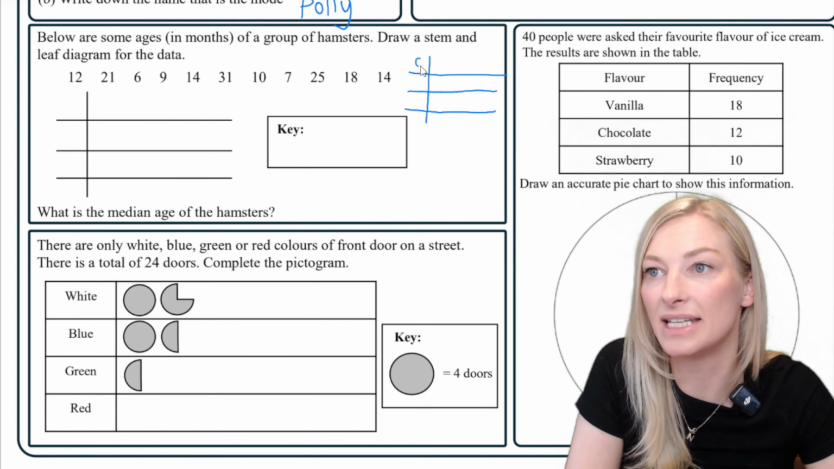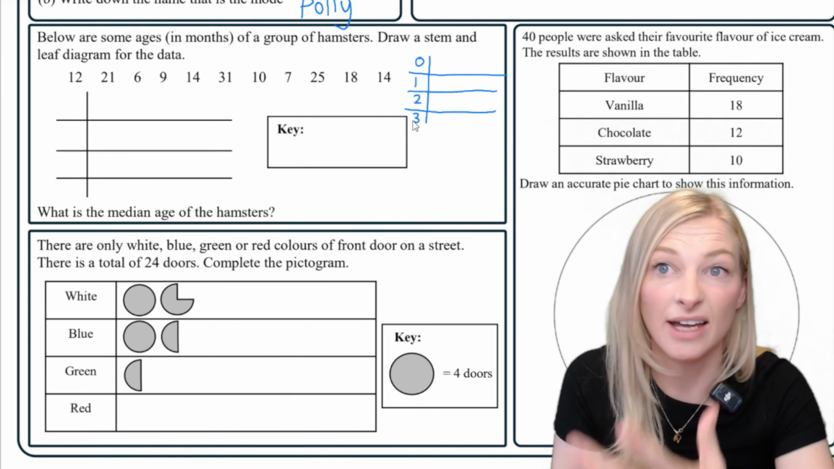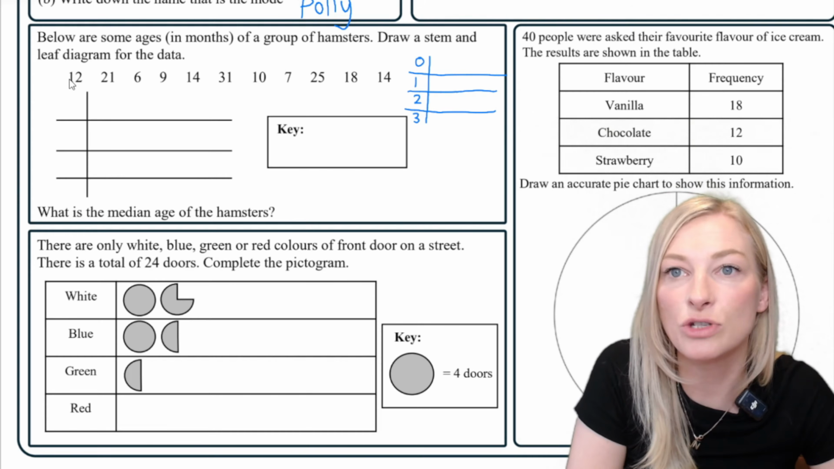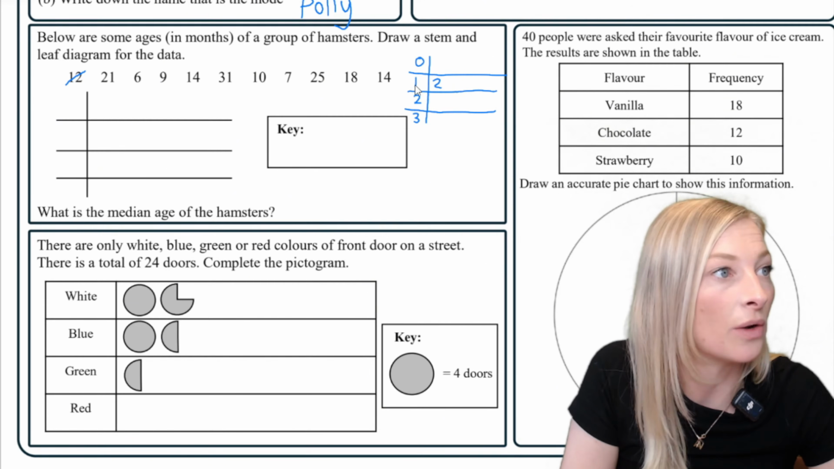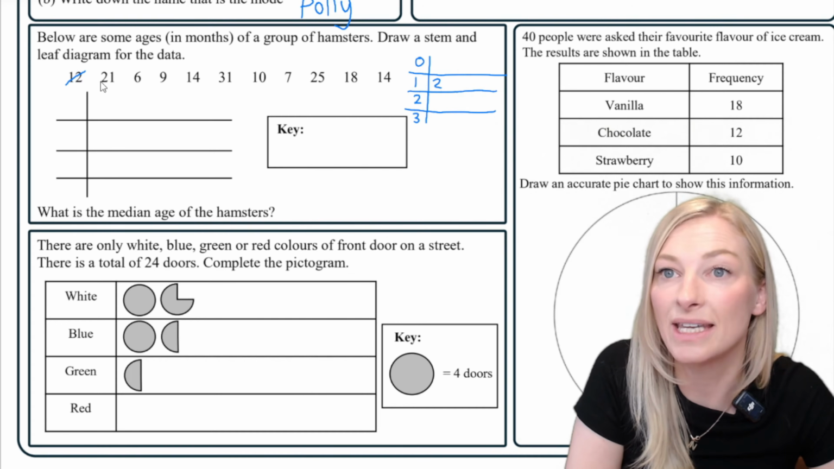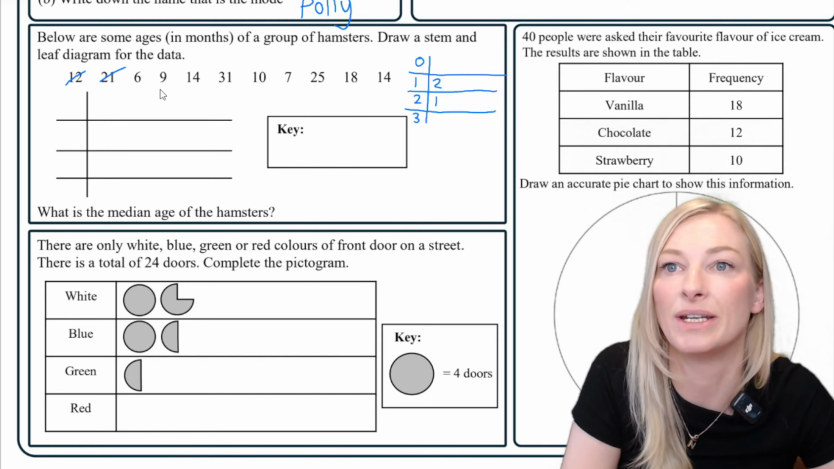So I'm going to go 0, 1, 2, 3, because I've got numbers in the 10s, numbers in the 20s, numbers in the 30s, and numbers less than 10 as well. And then I'm just going to do them in order. So 12 would go in the 10 row. So it's 12 like that. 21, we put a 1 in the 2 row because that number's in the 20s.